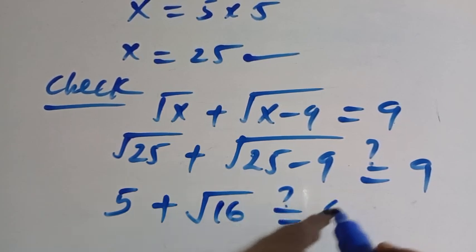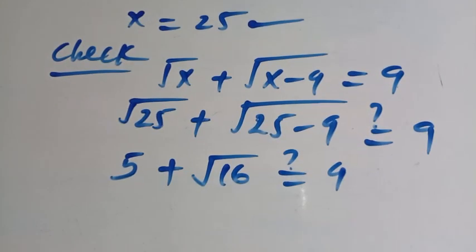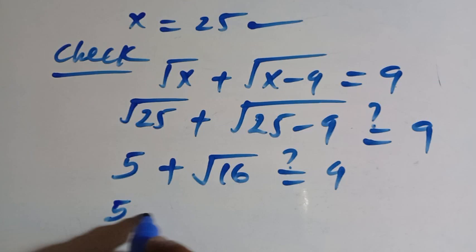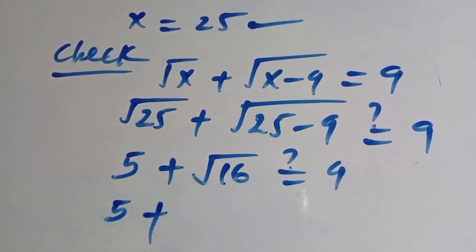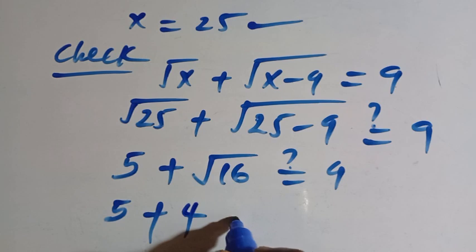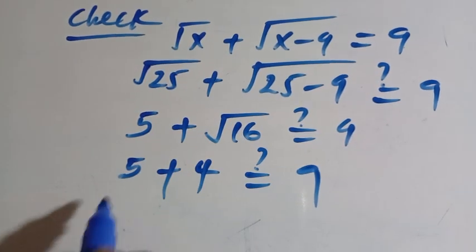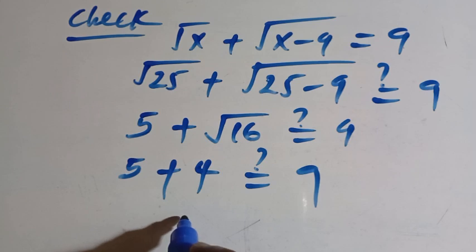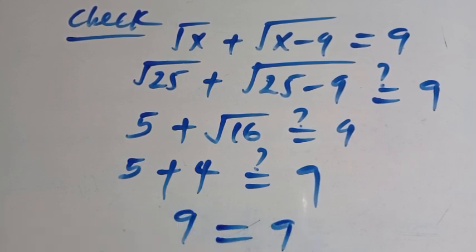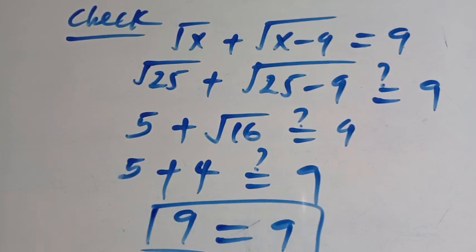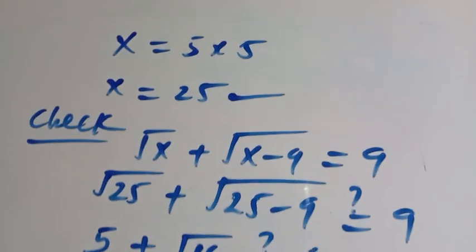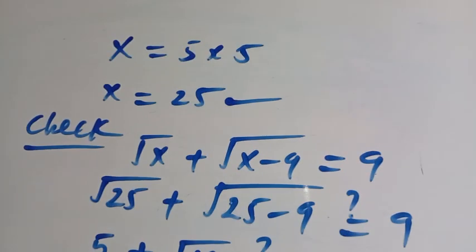So does this equal 9? When we proceed, we have 5 plus square root of 16, that gives us 4. And does this equal 9? Looking at this, 4 plus 5 is 9. So 9 equals 9. So here is the final answer, and this shows that x equals 25 satisfies this.